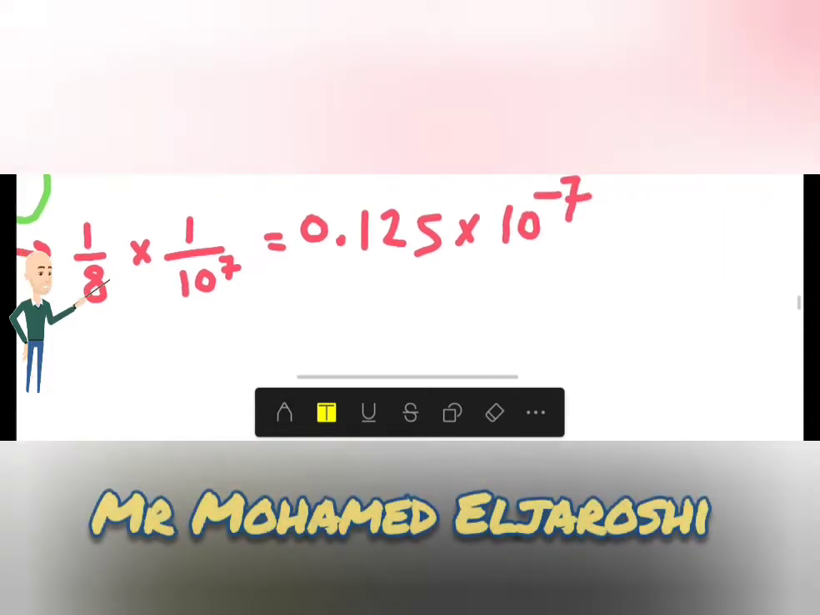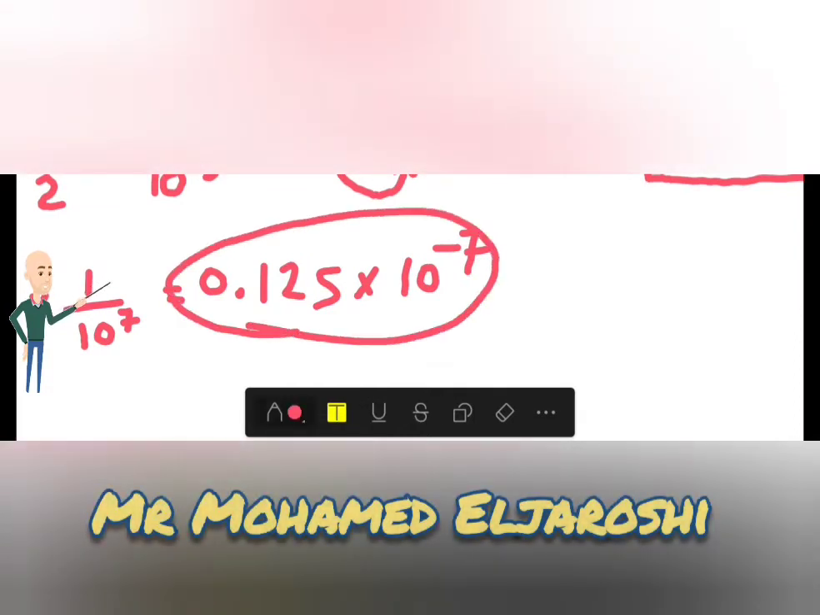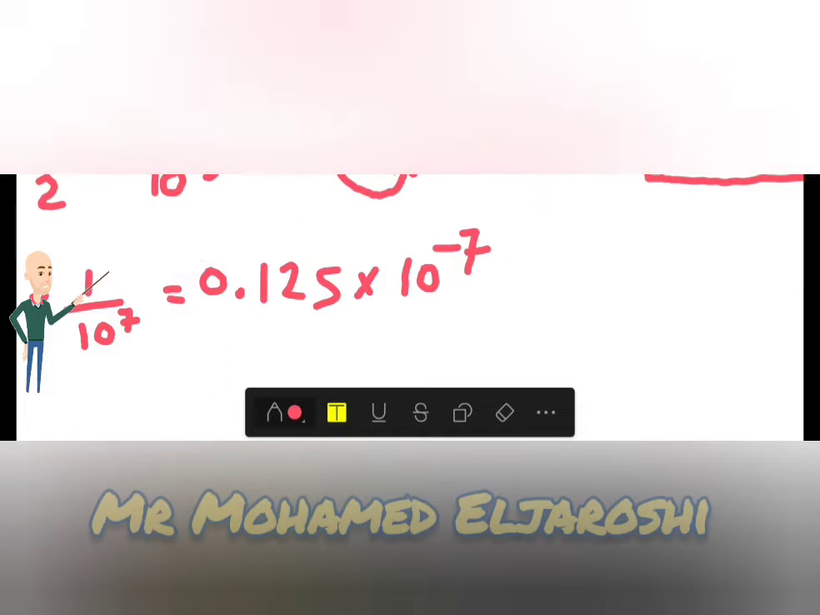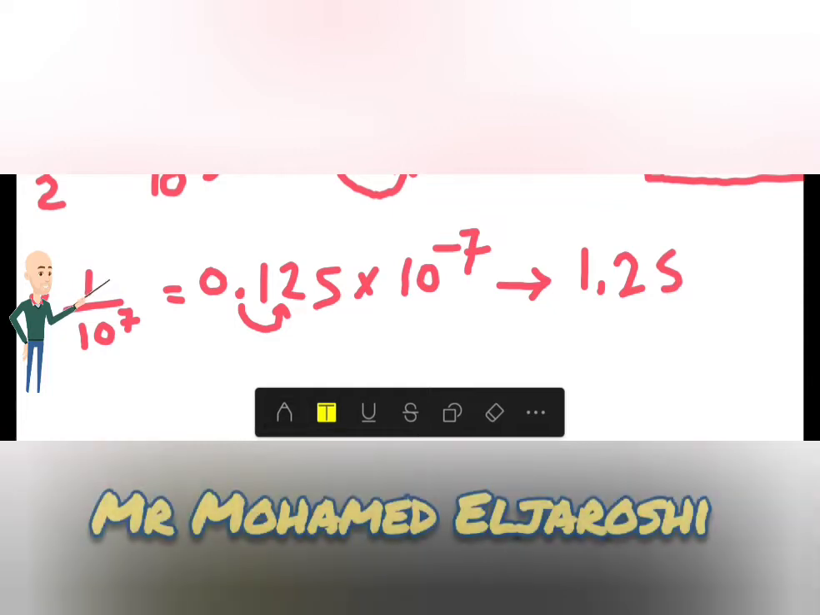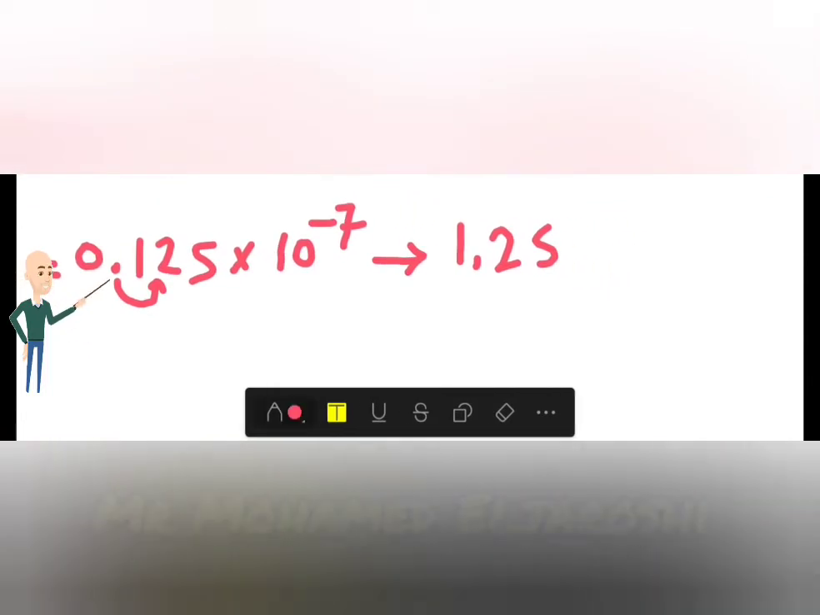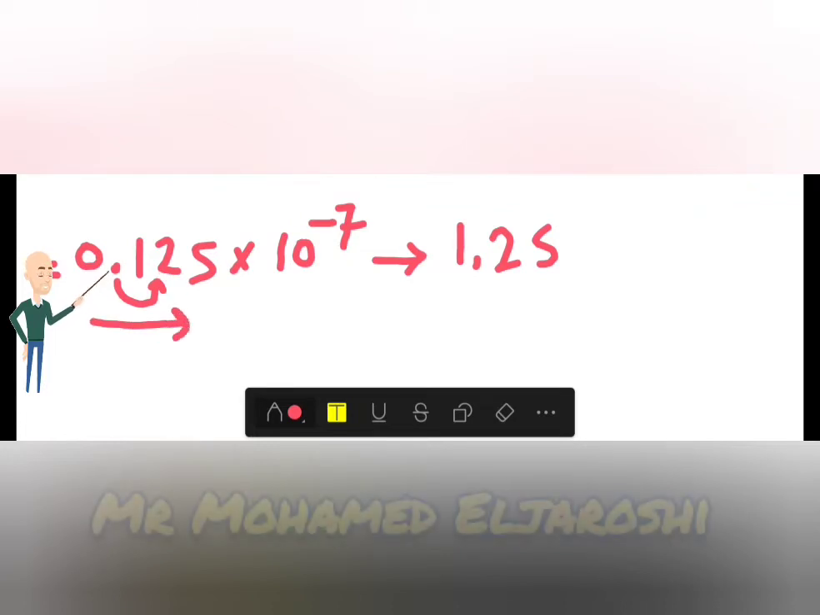Now, I will go like this. Now, this one is not in standard form. I'm going to make it as a standard form. So I'm going to move the decimal point this way here. So it's going to be 1.25. And then check how many times I moved it and which way. I moved it one time and to the negative side.